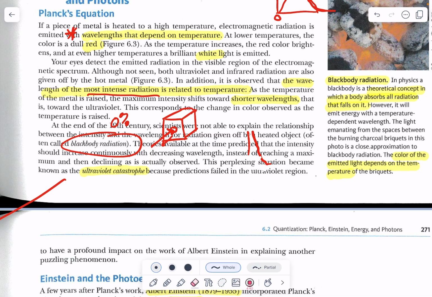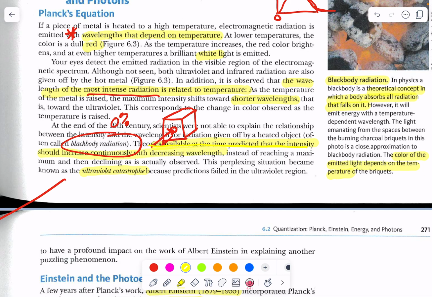So theories predicted at the time that the intensity should increase continuously with decreasing wavelength.